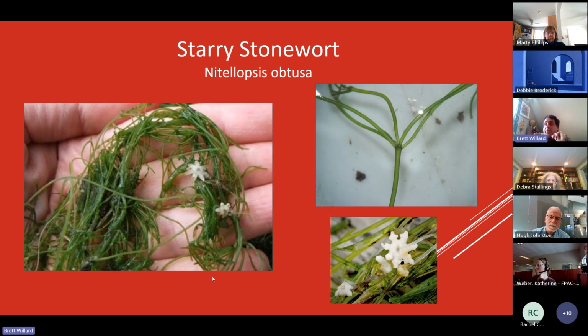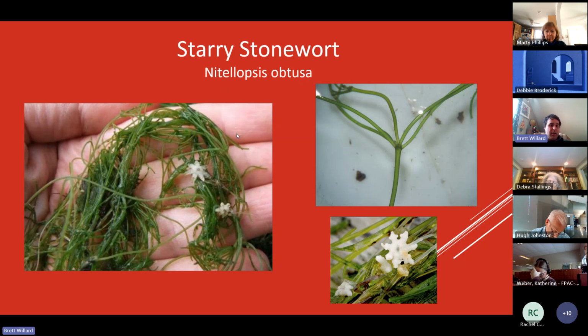Our next one is starry stonewort. Starry stonewort is actually a macroalgae, not a true vascular plant. It has distinct branching at nodes. Each one of these little branchlets is actually one elongated cell. It's a weird plant. It's an algae. It mimics other native plants, other native stoneworts, so it could be easily confused. It doesn't have reproductive structures. The reproductive structures though are those white star-shaped things called bulbils, and those break off and let a new plant grow.